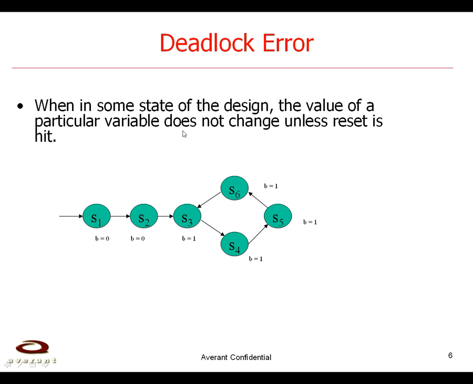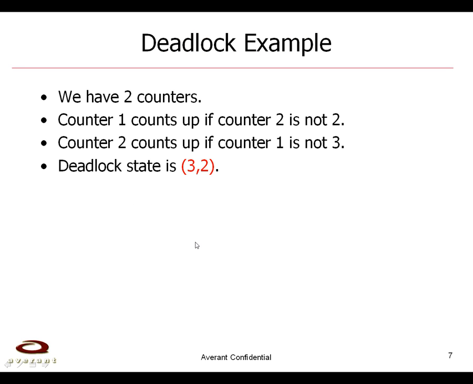The next type of error is the deadlock error, or sometimes we call it complex deadlock. And that is when in some state of the design, the value of a particular variable doesn't change unless reset is hit. So you could see once you hit S3, after that, no matter where you go, the value of the variable B never changes. So we will look at an example.